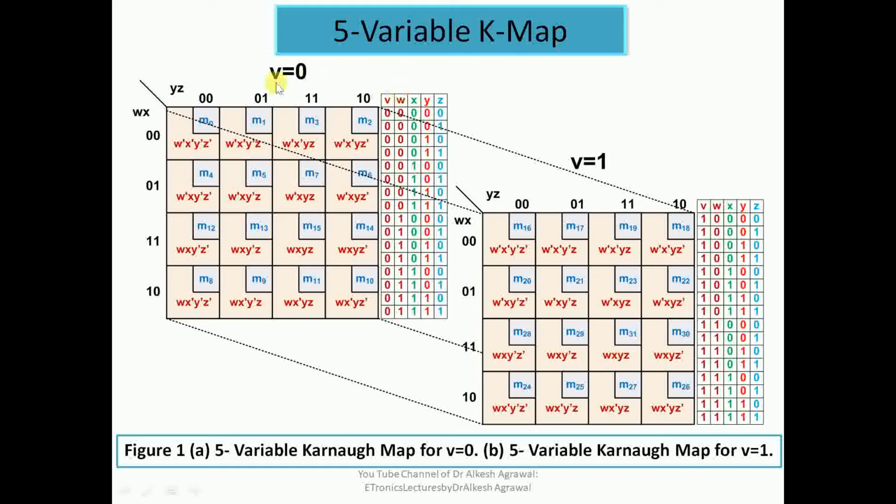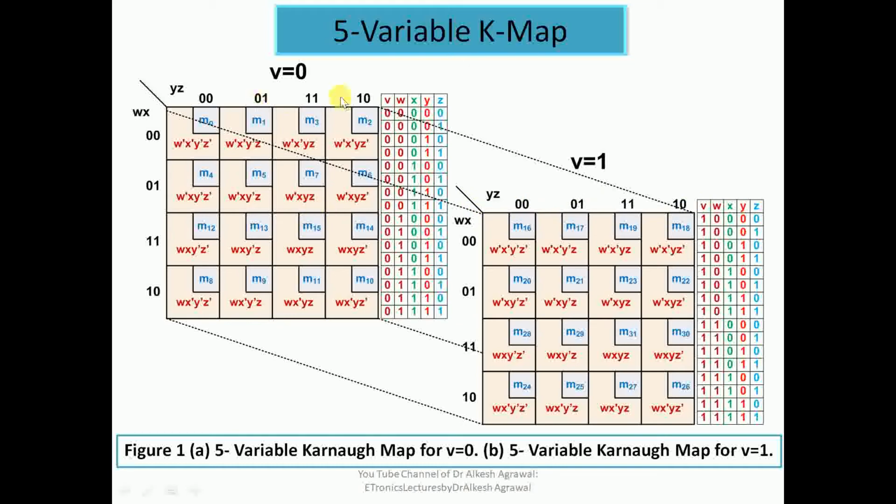Another important thing is that out of these two maps, the first map, for v equal to 0, has min terms from m0 to m15, and the second map, for v equal to 1, has first min term m16 and last min term m31. So in all we have 32 min terms, from all zeros to all ones. Half of the min terms are in this map and half are in this map: 16 min terms in the v equal to 0 map, and 16 in the v equal to 1 map, where w, x are in gray code and y, z are in gray code. Similarly, in the second map, w, x are in gray code and y, z are also in gray code.